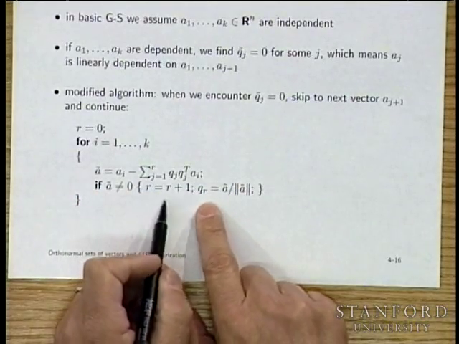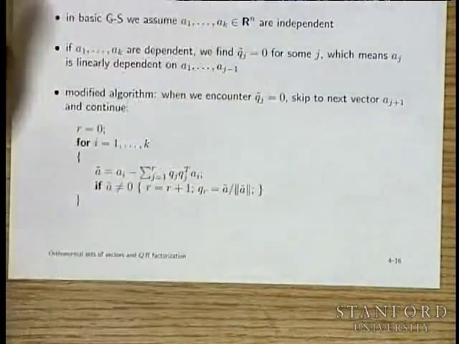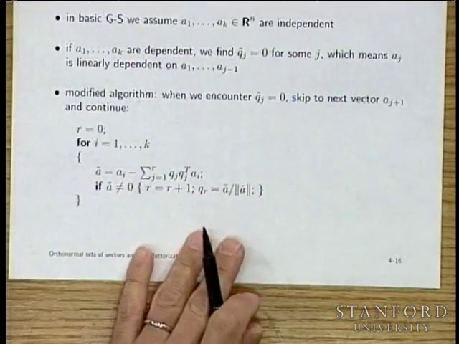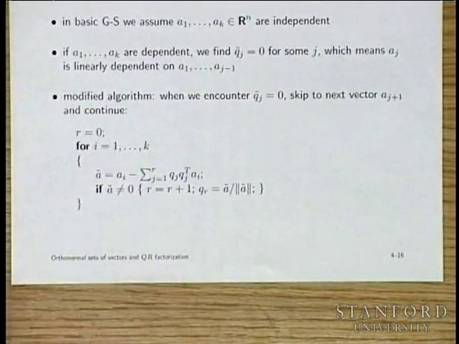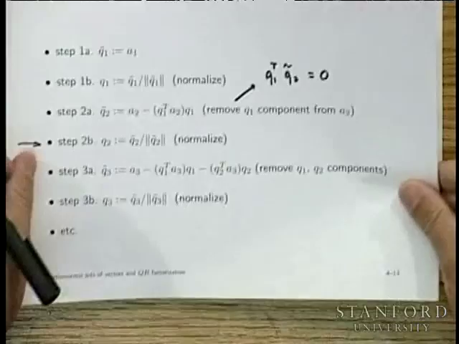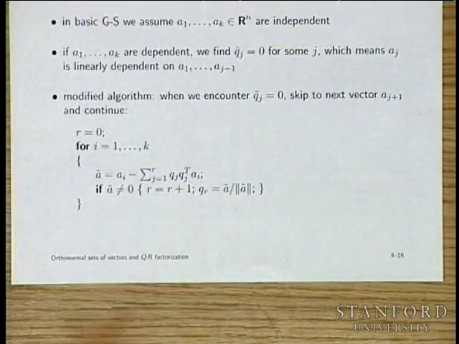Otherwise, you generate a q. So the number of q's you generate is actually going to tell you something about the rank. Now, by the way, this works perfectly nicely. Let's see how this works, just for fun. All right, let's do it this way.